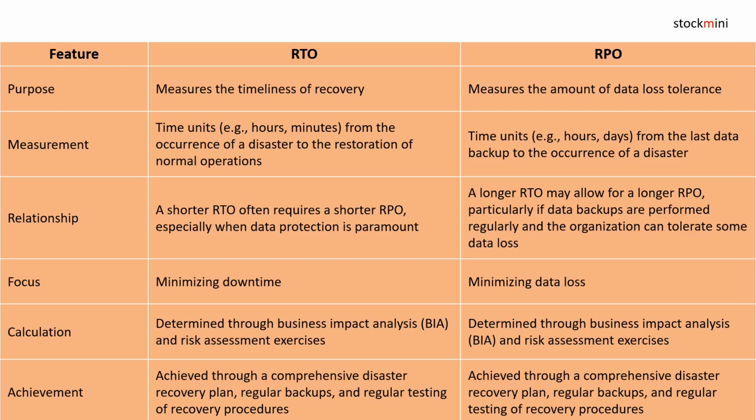RTO is measured in time units from the occurrence of a disaster to the restoration of normal operations. RPO is measured in time units from the last data backup to the occurrence of a disaster. A shorter RTO often requires a shorter RPO, especially when data protection is paramount. However, a longer RTO may allow for a longer RPO, particularly if data backups are performed regularly and the organization can tolerate some data loss.